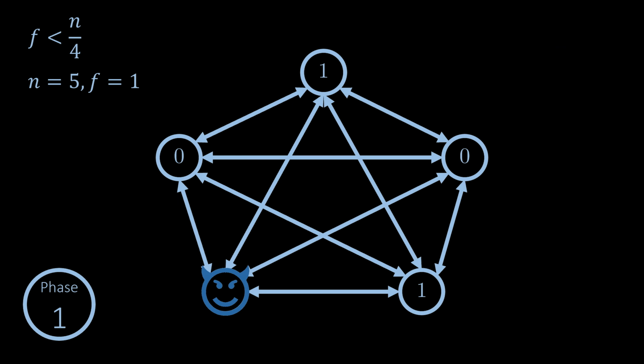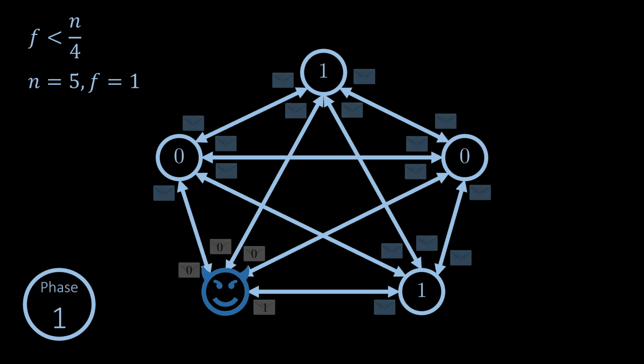Let's now look at an example use case for our shared coin. We are given a distributed system comprising 5 nodes. In the following, we assume that less than a quarter of all nodes can be malicious. Since there are 5 nodes, 1 can be malicious. The goal is for all nodes to agree on a single bit. In the example, 2 correct nodes start with value 0 and the other 2 start with value 1.